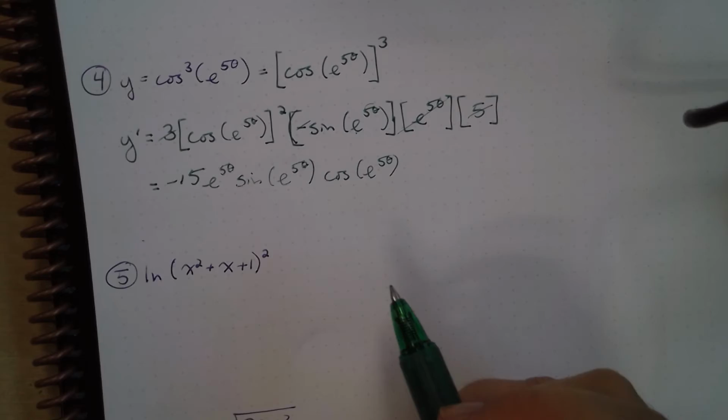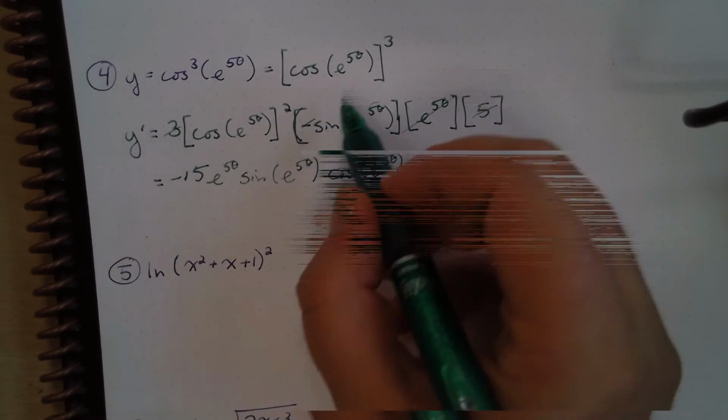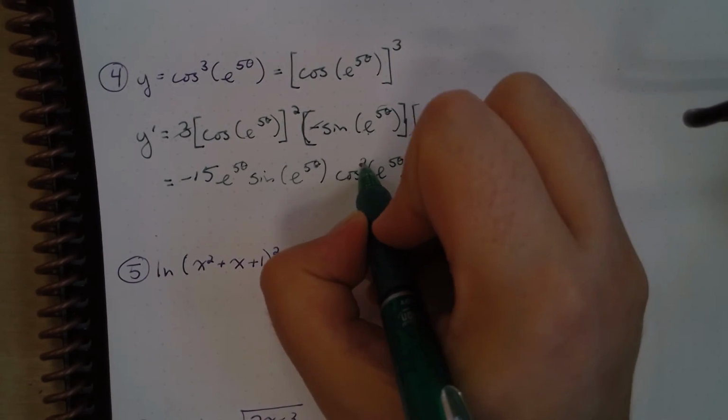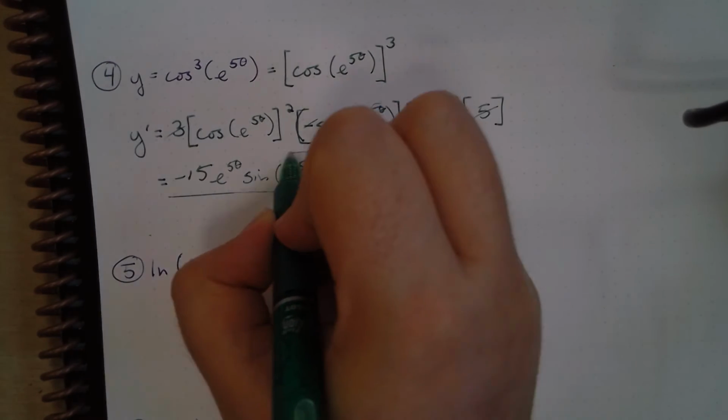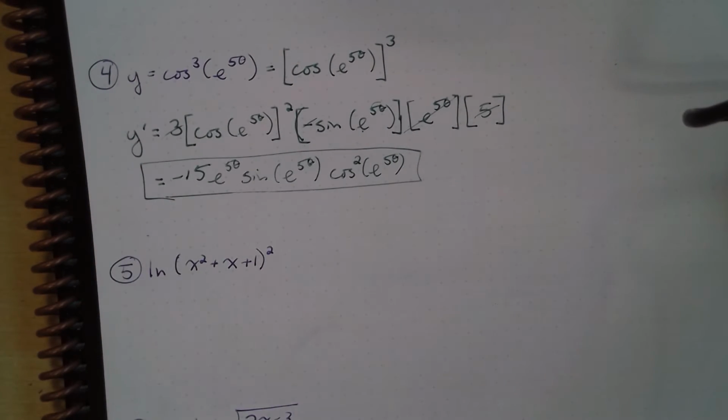And of course, cosine squared. Ooh, almost missed that. It doesn't really matter what order you write these in, but as mathematicians, we like to make things look as neat as possible.